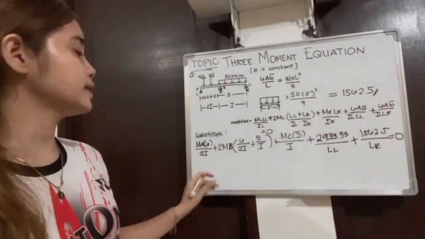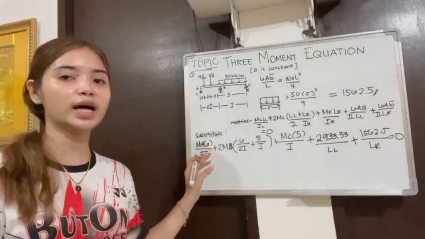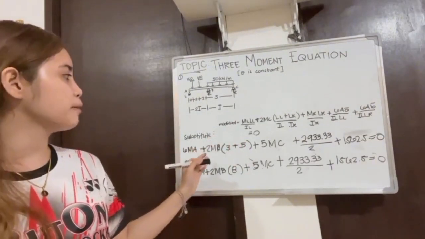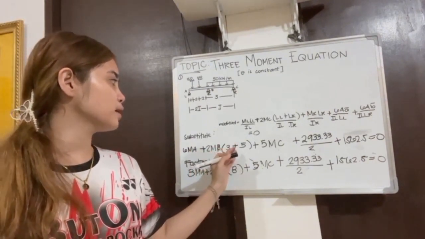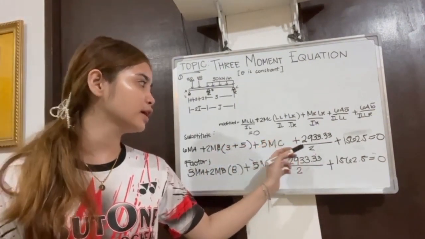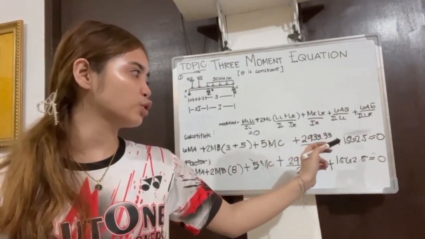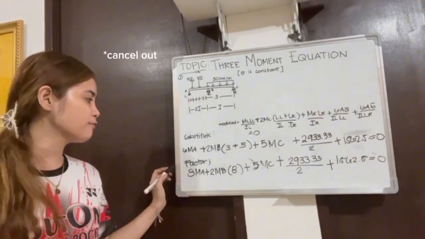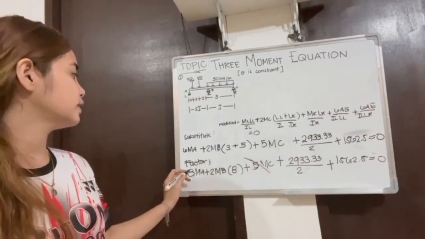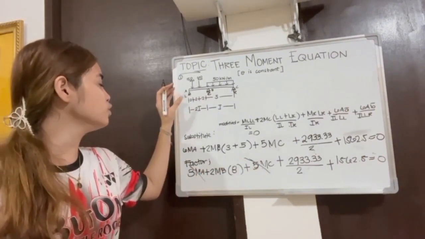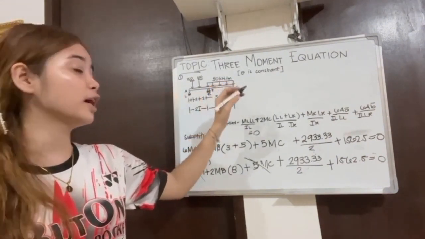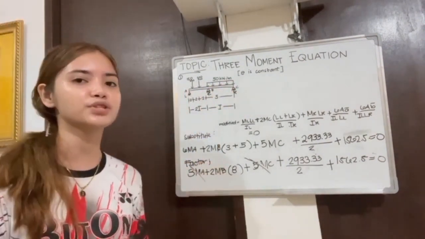Equals to 0. Since ang imong I man is constant, so ato nang i-eliminate. So, pag-gumanog eliminate sa imong I, nikamap ka aning 6MA plus 2MB times 3 plus B time plus 5MC plus 2,933.33 over 2 plus 1,562.5 over 0. So, imo siyang i-factor out ang 5MC o ang 3MA. Since pag natunong ang imong moment sa hinge o sa roller nga nasa end, kailangan mo siya eliminate since wala man na siya moment.